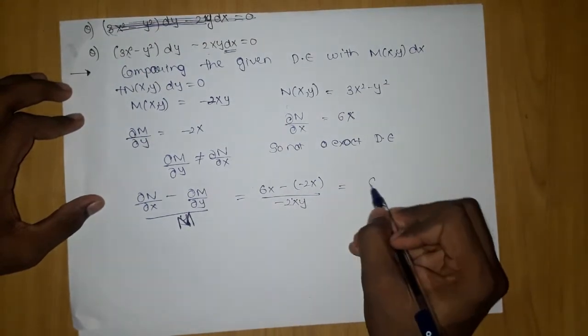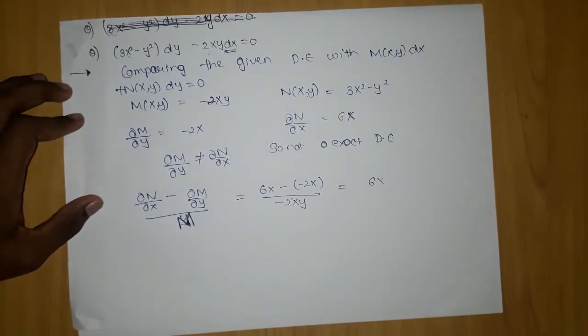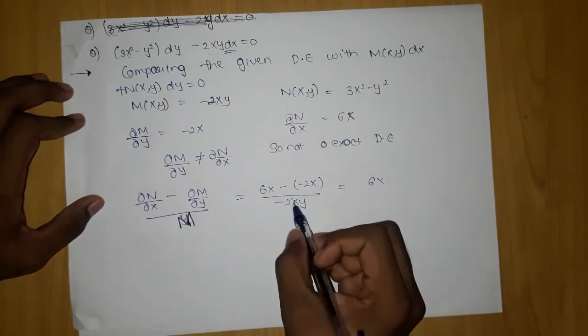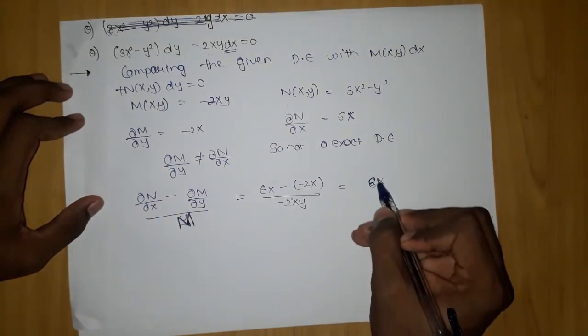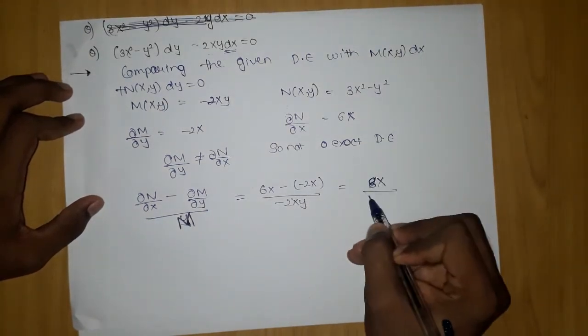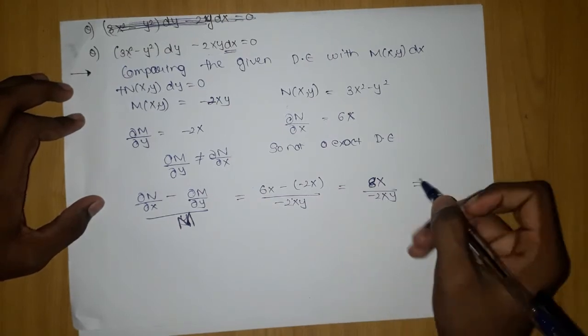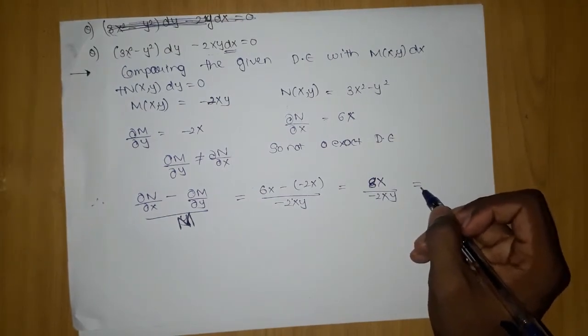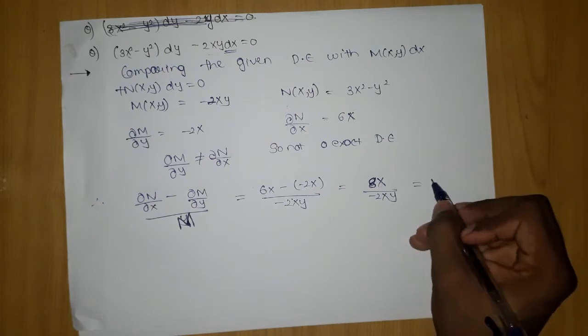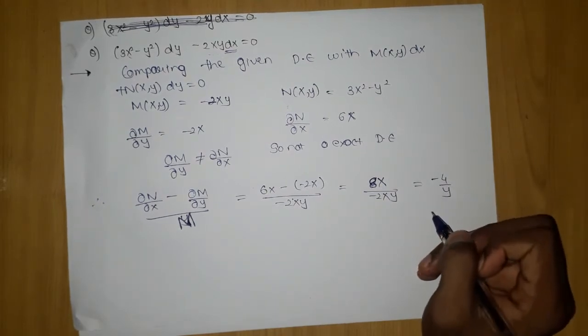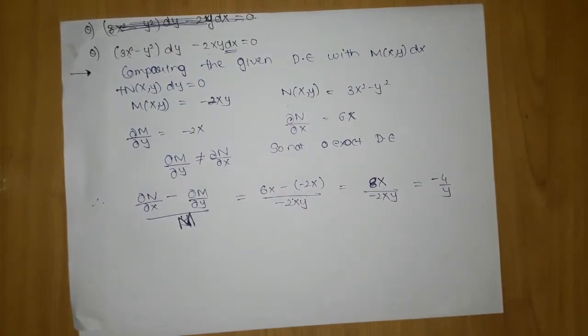So what do you have here? 8x. So 8x divided by minus 2xy, which will give you your final answer. This will cancel out and 4 will be left, minus 4 by y, right?